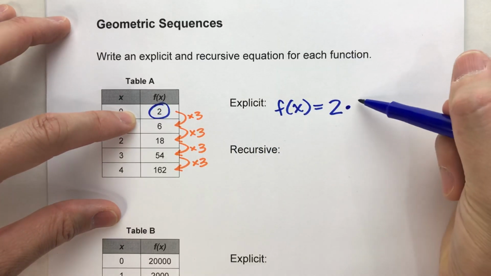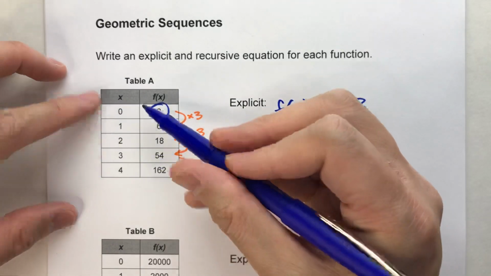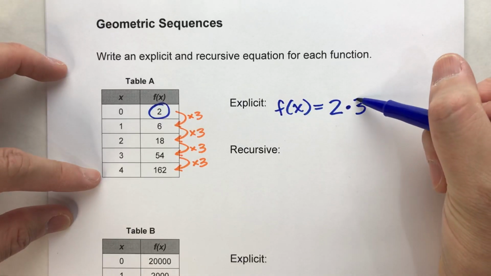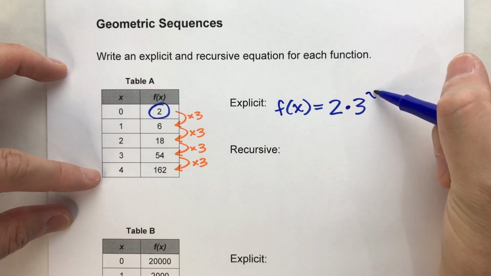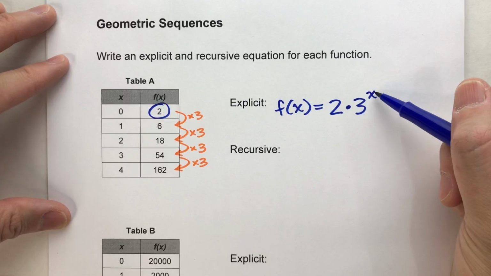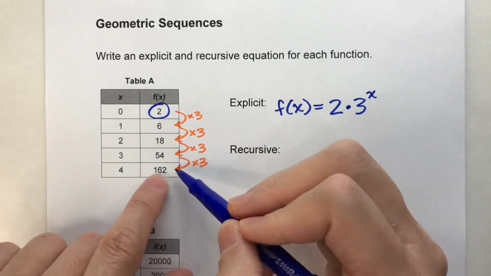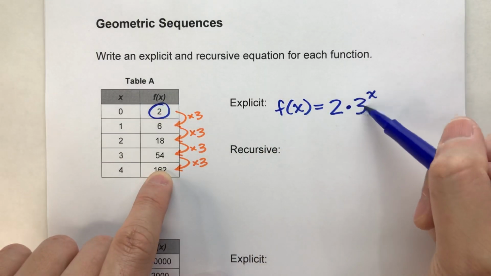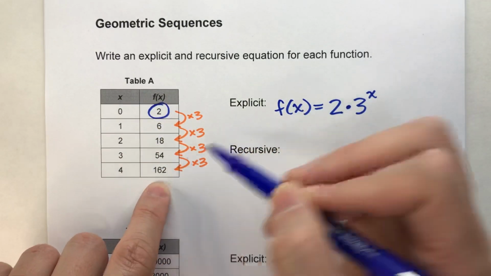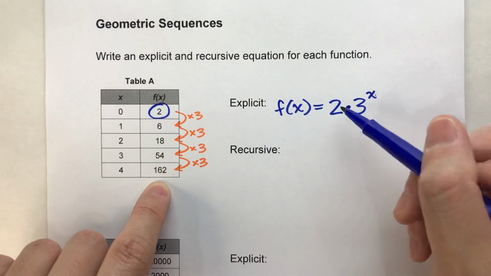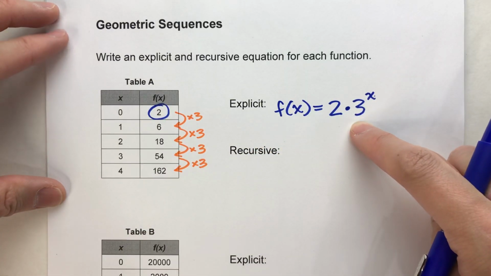So we're going to multiply by 3, but not just one time, multiple times depending on what value of x we're using. So that means to represent repeated multiplication, we're going to multiply it by 3 to the x power, because exponents represent repeated multiplication. So any value of f of x that we're looking for, we just take 2 and multiply it by 3 to the whatever power we're looking for. For example, if we're trying to find f of 4, you'd have to do 3 to the 4th power and then multiply it by 2. Okay? And that's what an explicit equation will look like for a geometric sequence.